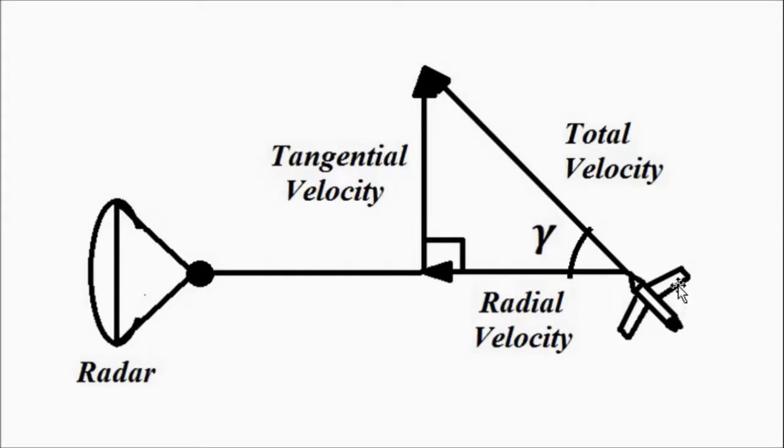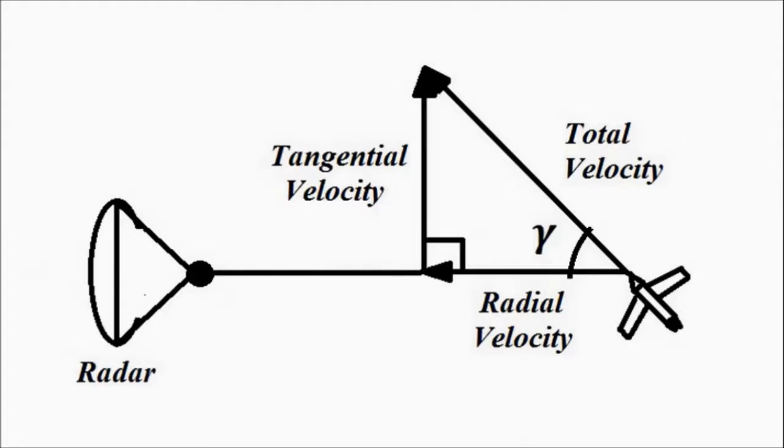Suppose we have the target object, let us say this plane. It is traveling at a certain velocity represented by this velocity vector. Now when we resolve this vector into two components, we have a horizontal component and a vertical component. This horizontal component is called the radial velocity, and this vertical component is the tangential velocity. We are particularly interested in the radial velocity, which is directed towards the radar.